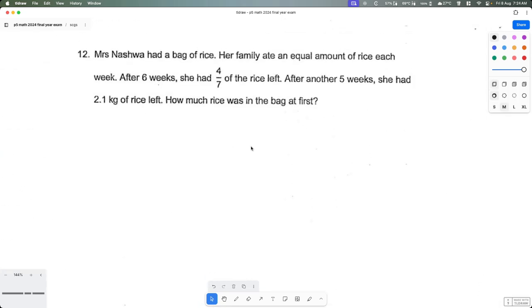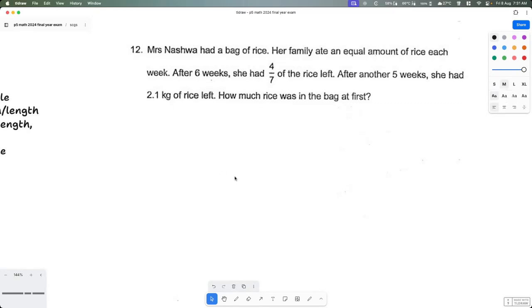Question number 12. So it says here, Mrs. Nashua had a bag of rice. Her family ate an equal amount of rice each week. After 6 weeks, she had 4/7 of the rice left. After another 5 weeks, she had 2.1 kg of rice left. How much rice was in the bag at first?